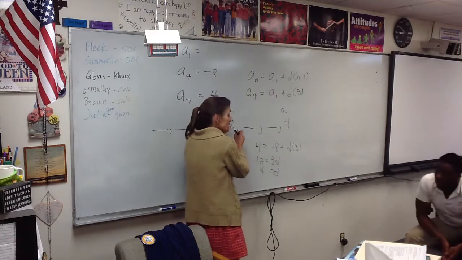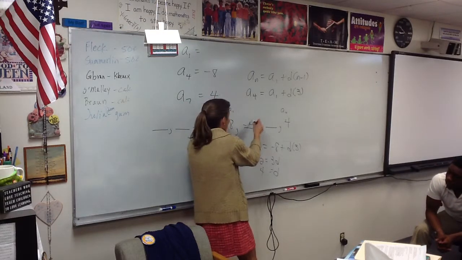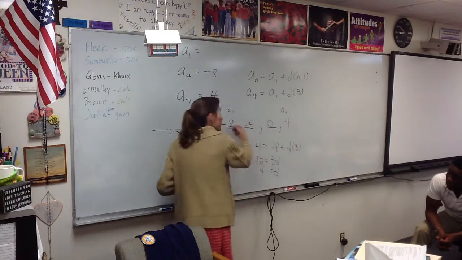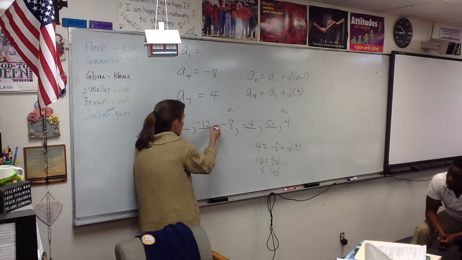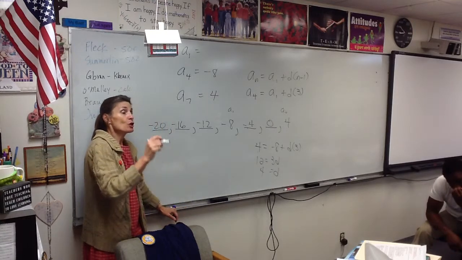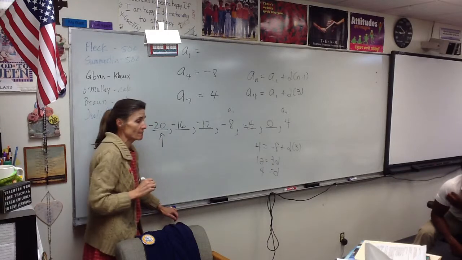Now that means that to get this next term, I add 4. And to get the next term, I add 4. And to get the next term, I add 4. Now what about going the other way? Subtract 4. I would subtract 4. So this would be -12, -16, -20. So the real first term is -20.